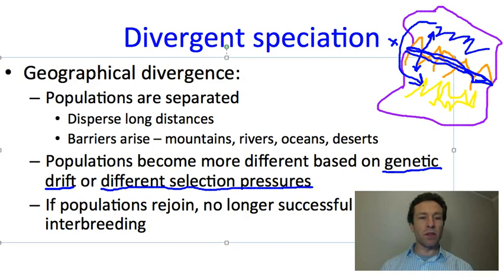And so we just talked about this last point. Even if the populations rejoin, then they will no longer be successful at interbreeding. If that's happened, we've had divergent speciation.